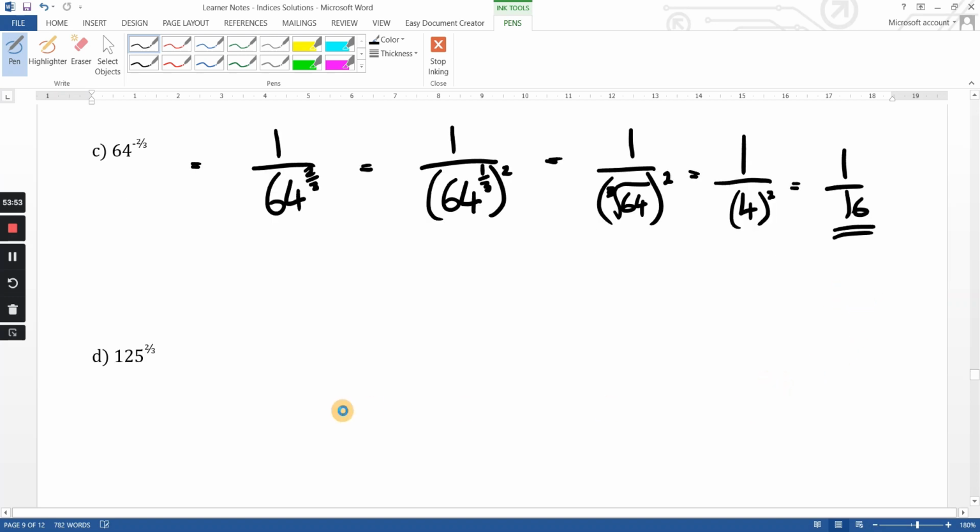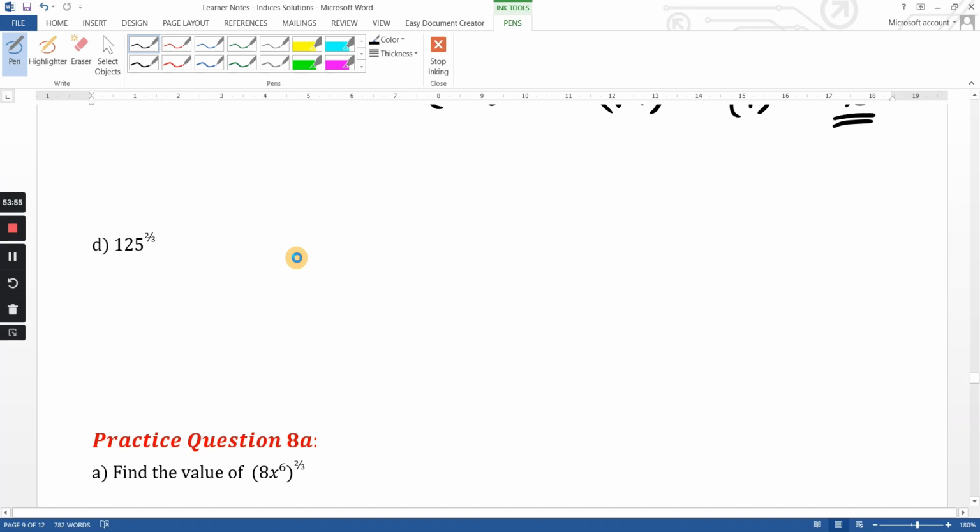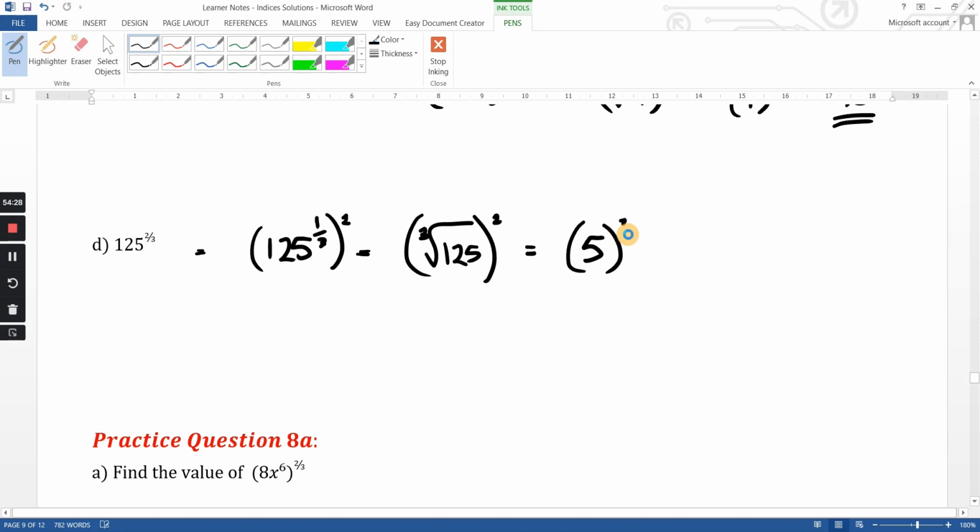Okay. Next one, 125 to the power 2/3. So that means, again, I'm going to split the fraction. Let's put the 3rd inside, power 2 on the outside. Power 3rd means cube root. So I need the cube root of 125. Still got square on the outside. Cube root of 125, that is 5. Still got that. 5 squared is 25.